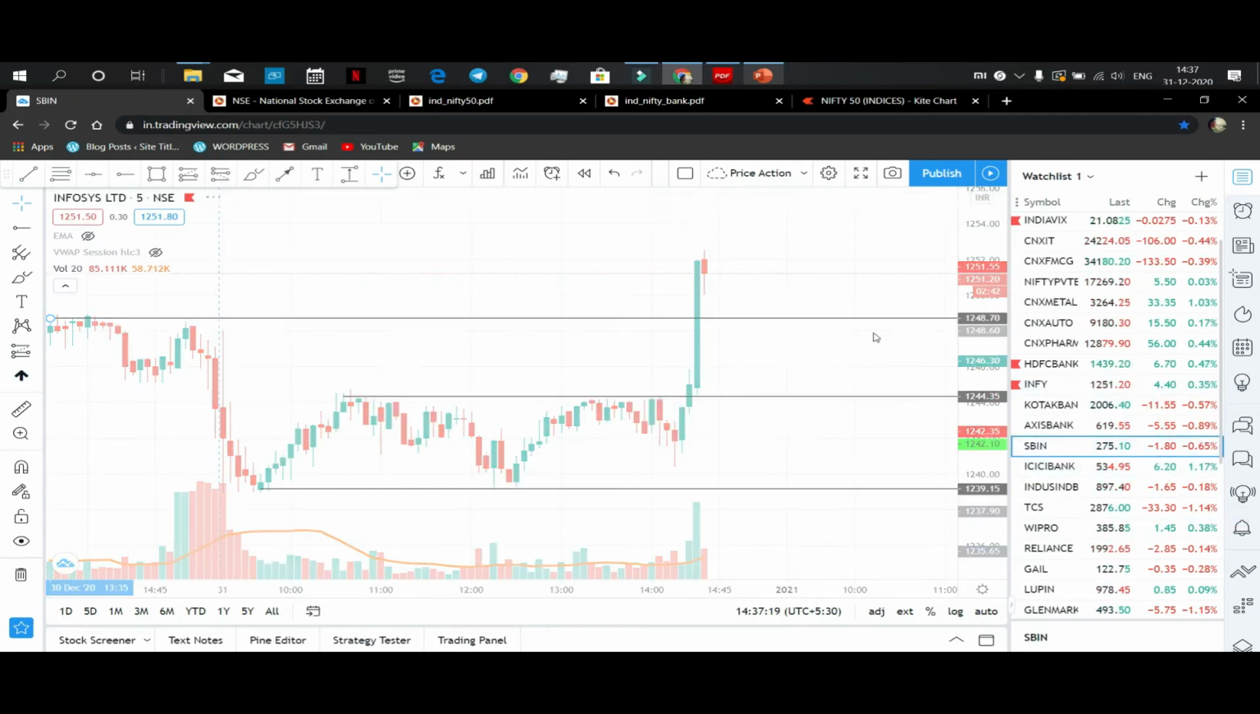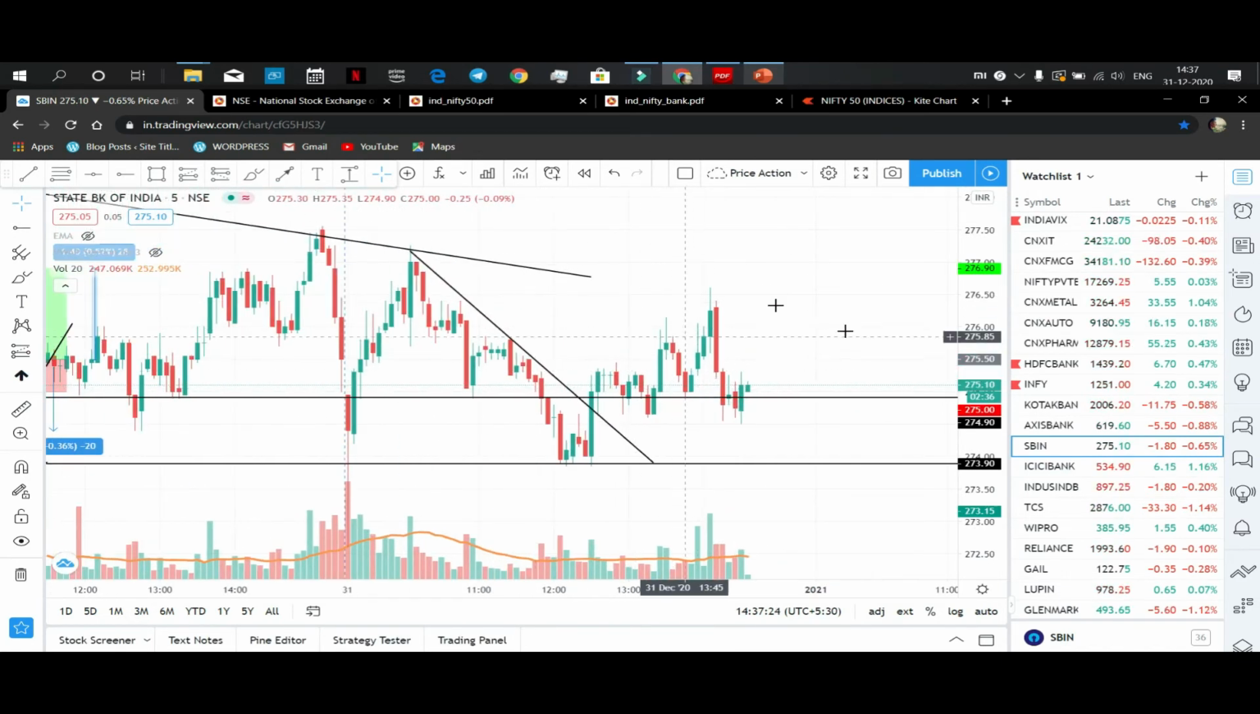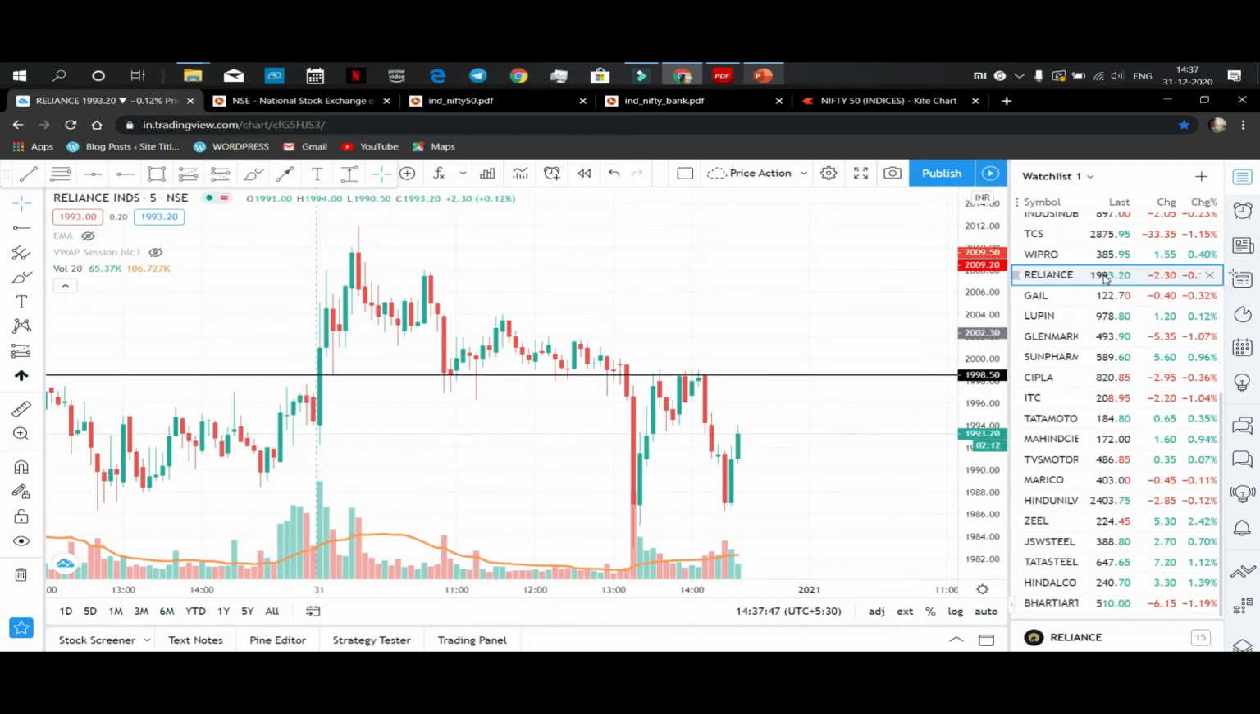Now if we are trading in a stock like SBI or State Bank of India, the stock is going sideways, there's not a lot of opportunities in the stock, so we're going to leave it as it is. The next one is Reliance.